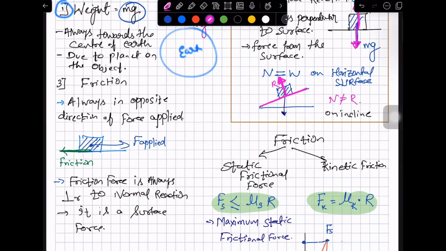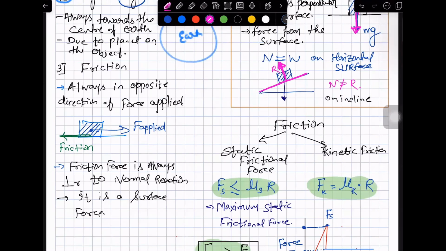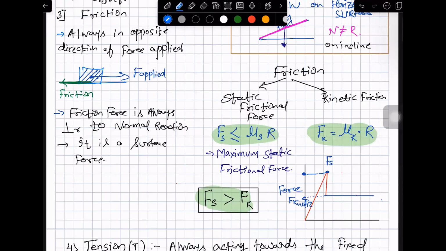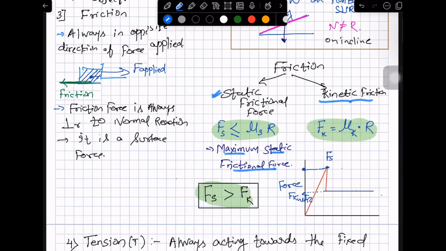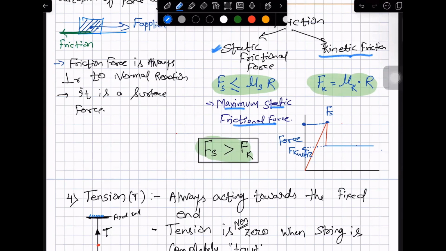Then we see the frictional force. That's a resistance force that opposes the motion of the object, which is either sliding or rolling. There are two kinds of friction. One is static friction, with a maximum static limiting value, the maximum static frictional force. And there is kinetic friction, which is when the object is moving. They are calculated as mu s times the normal reaction, and mu k times the normal reaction when the object is moving. The static frictional force is always bigger than the kinetic frictional force.